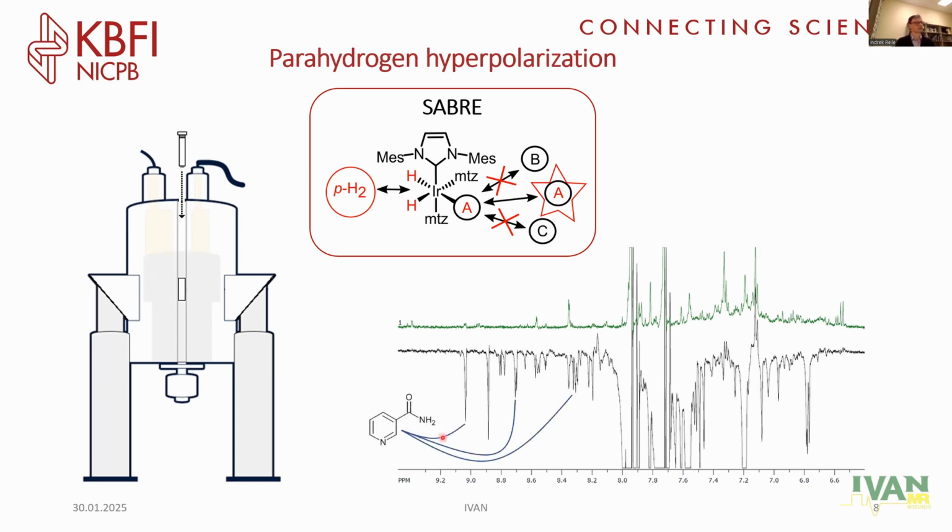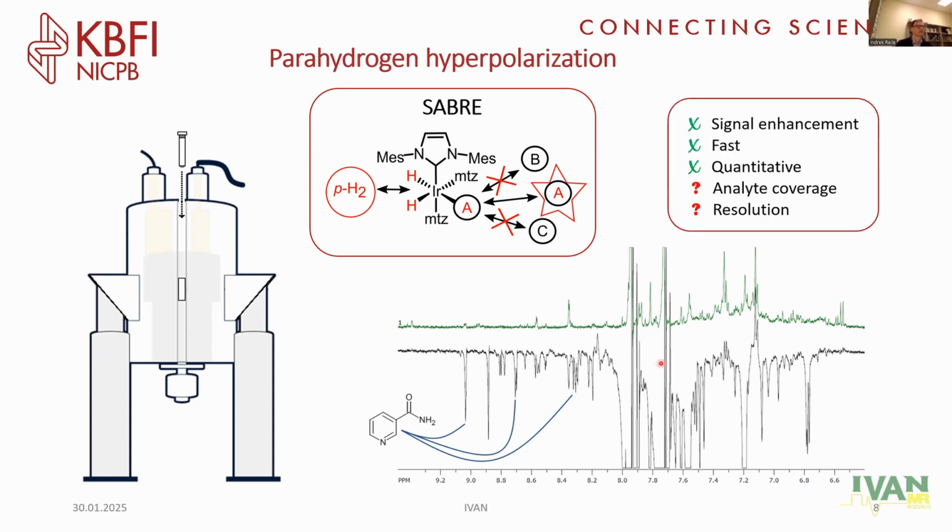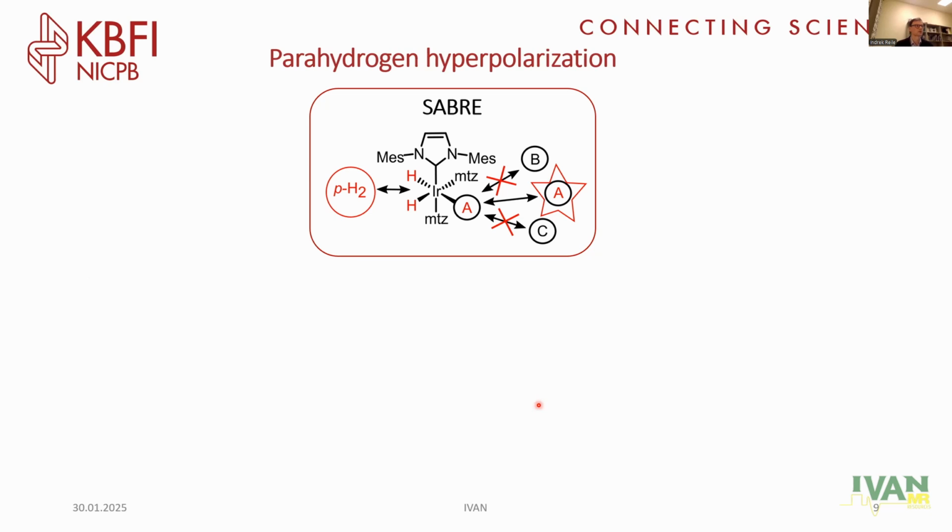Although, yes, there are certain good SABRE substrates that we can detect like this, I argue that this is not the way to go to learn more about the biological fluid. So yes, this is fast and can be made to be quantitative by calibration methods, but the analyte coverage is actually poor, and we're still stuck to a one-dimensional NMR spectrum.